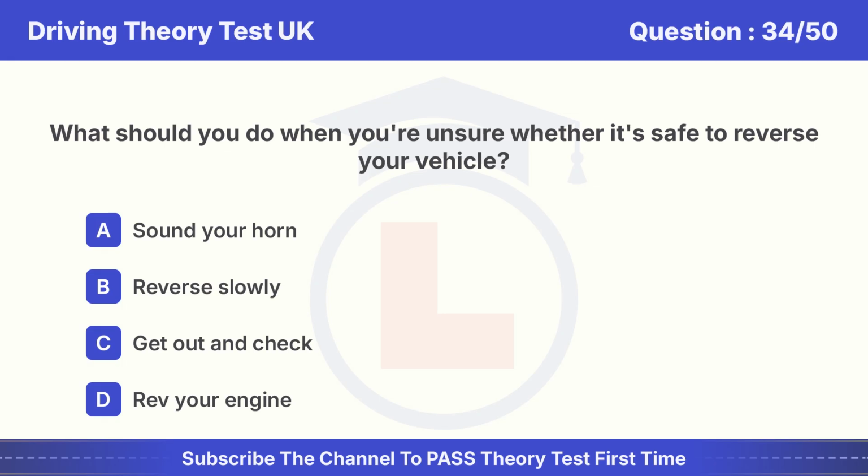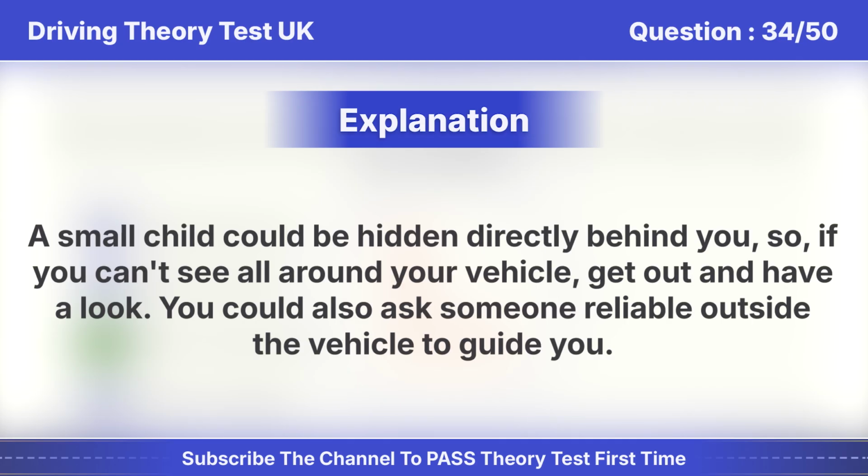Question 34. What should you do when you're unsure whether it's safe to reverse your vehicle? Answer is C. Get out and check. A small child could be hidden directly behind you, so, if you can't see all around your vehicle, get out and have a look. You could also ask someone reliable outside the vehicle to guide you.